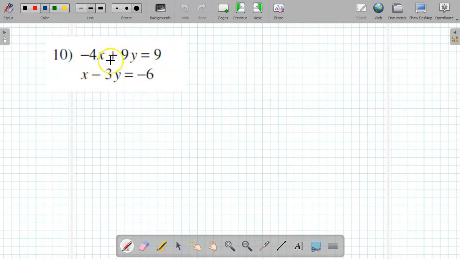So what I could do here, I've got a negative 4x. Right now I've just got a 1x in the bottom equation. So if I multiply that bottom equation by 4, and then in the top I'll still have the same equation, negative 4x plus 9y equals 9. But in the bottom now I'm going to have 4x minus 12y equals negative 24. Okay, so I multiplied the 4 to all of the numbers inside of that parentheses there.